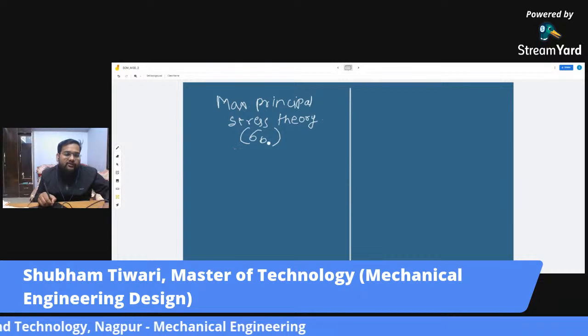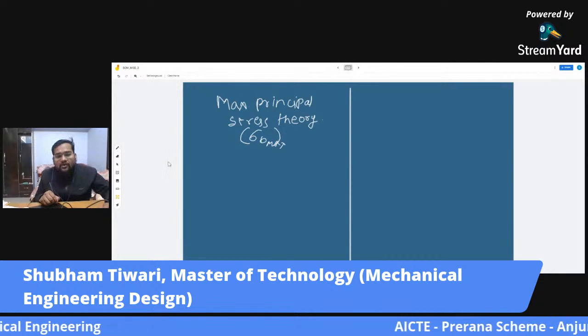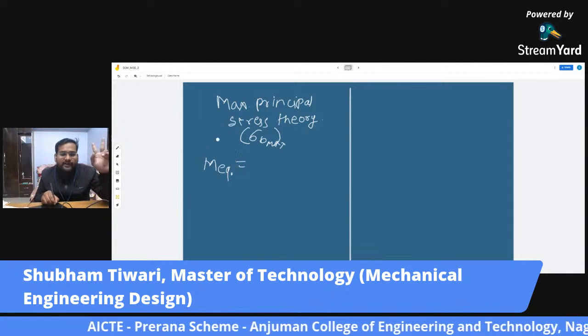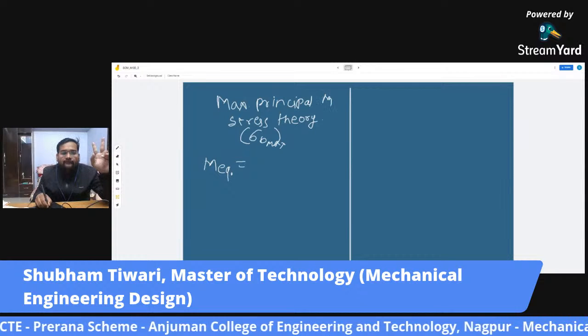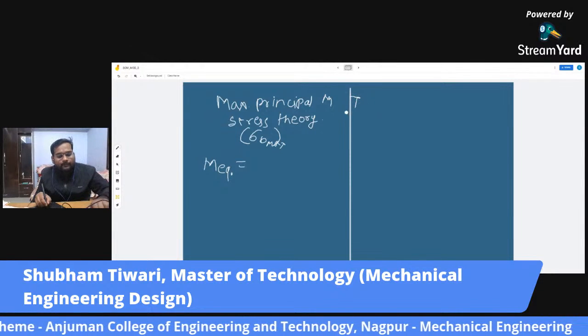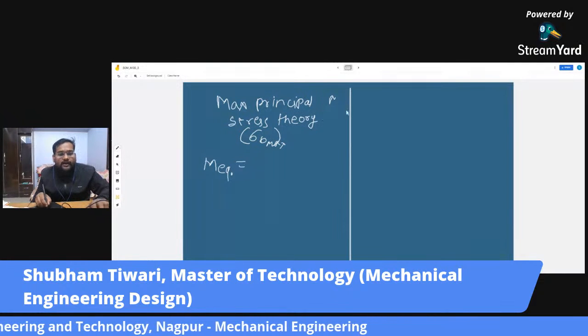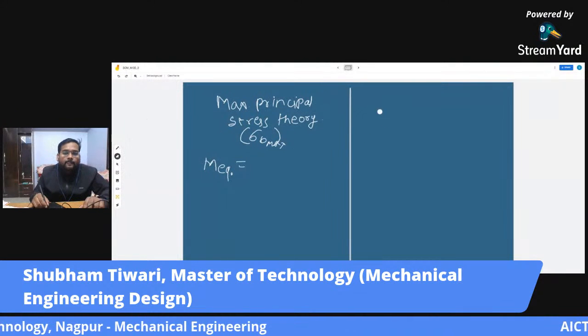So now we have to find the value of this maximum bending stress. How can we find it? We have to find an equivalent bending moment, because there are two moments acting now. One is M and the other is T. Let me just draw that diagram here.